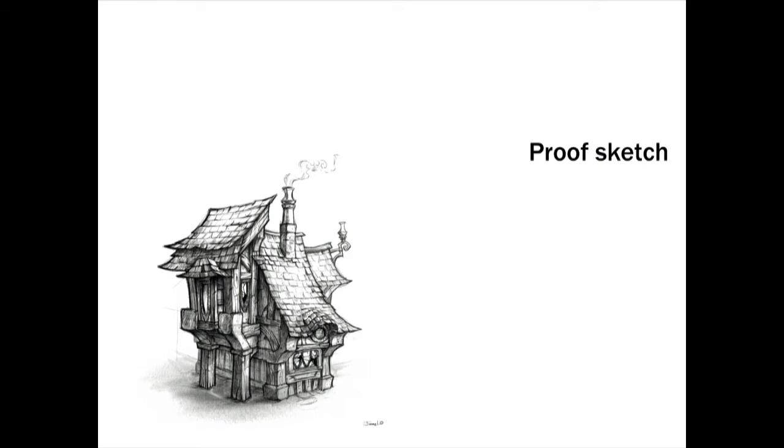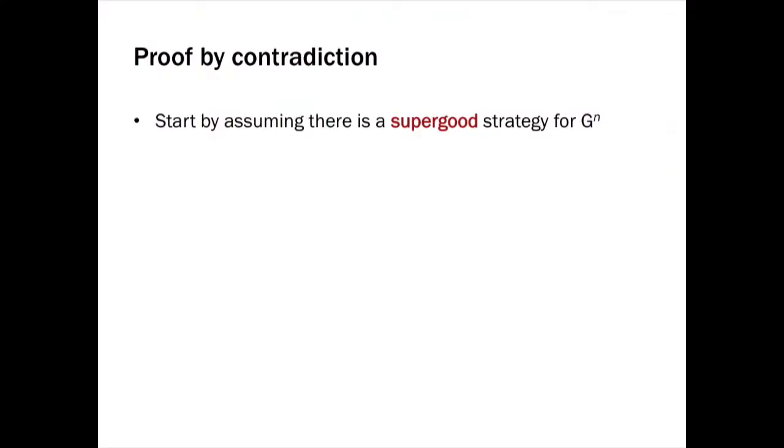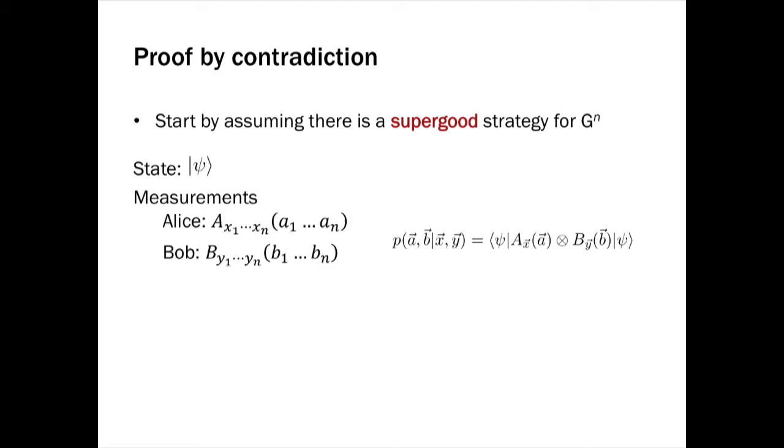I'm going to give a proof sketch. So how do you prove a parallel repetition theorem? You want to show that when you repeat this game in parallel, in some sense, the game gets much harder to win, right? Because now instead of having to answer one set of questions, you have to answer n instances of the game. So the proof is by contradiction. You start by assuming that there's some super good strategy for this repeated game. Okay, so what's a strategy? You assume that Alice and Bob share some entangled state, psi, and we know nothing about this state other than it's a bipartite state. Its dimension could be anything.